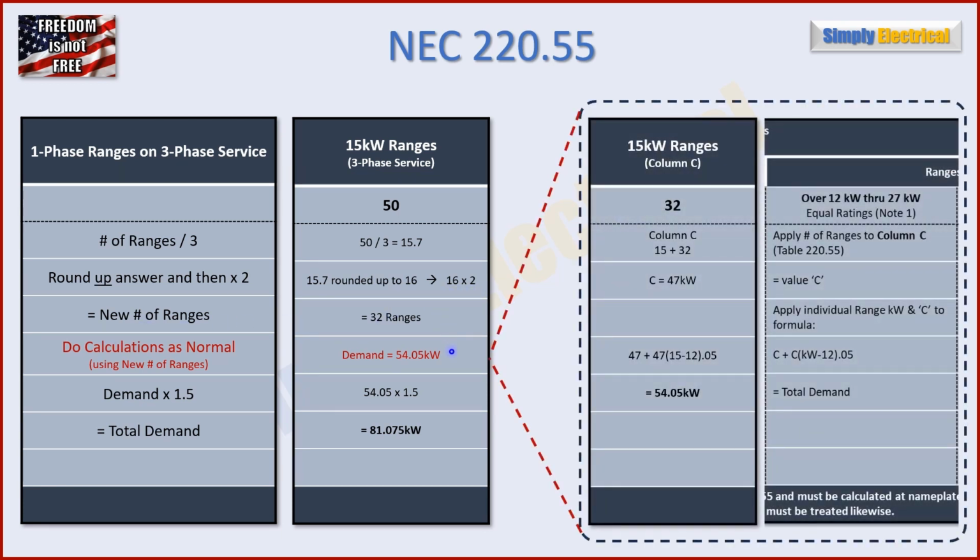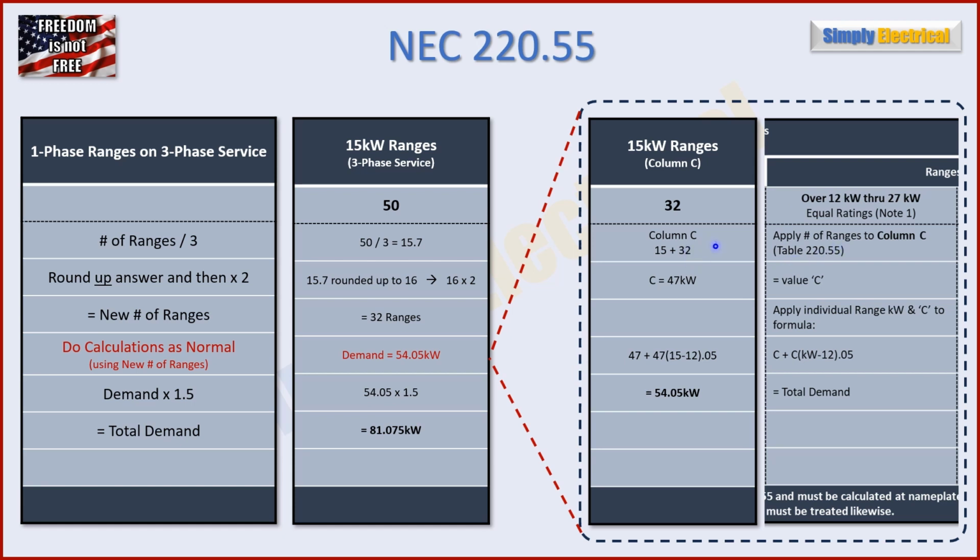Then we just do the calculation like normal that we would have done if it was single phase, because that's what we've done. We've taken this 3-phase, turned it into single phase, then we can do our calculation, and then we convert it back to get our actual number. So what we do is we take 32 ranges, because that's our new number, and we apply it to here. So we have 15 kW ranges, we have 32, plug that into column C.